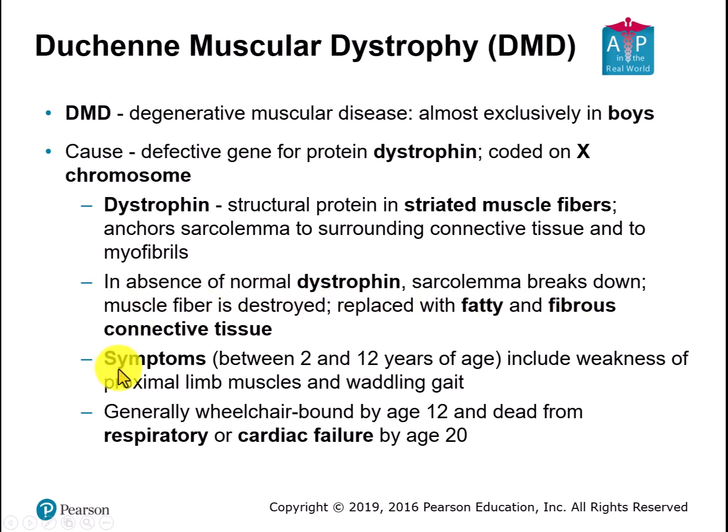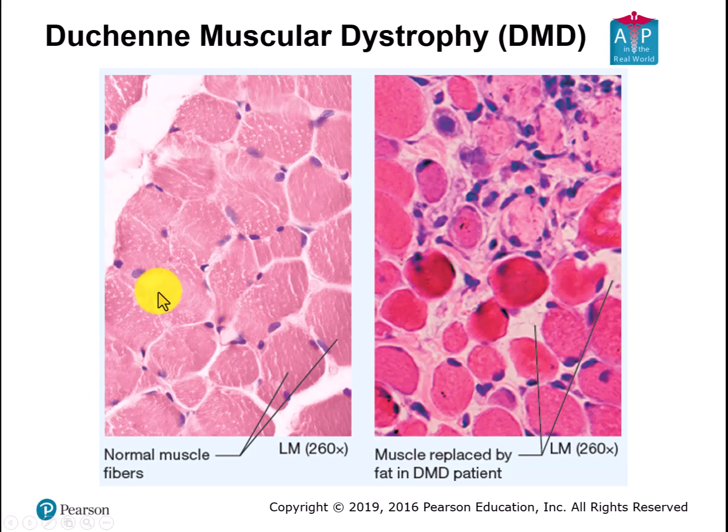The symptoms usually start to appear between 2 and 12, getting weakness and a waddling gait, and generally wheelchair-bound by the age of 12 and dead usually from respiratory or cardiac failure by the age of 20, because remember, cardiac muscle is also a striated muscle. And here you can see the difference between normal muscle tissue versus a Duchenne muscular dystrophy patient. You can see all these deposits where the fat is replacing the muscle tissue.